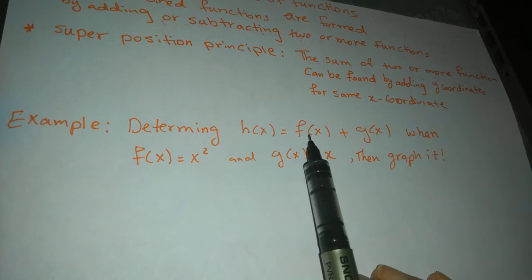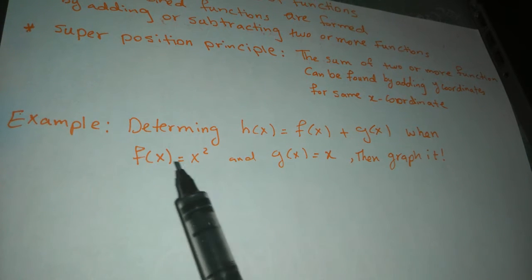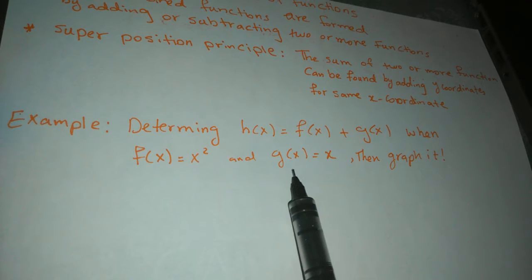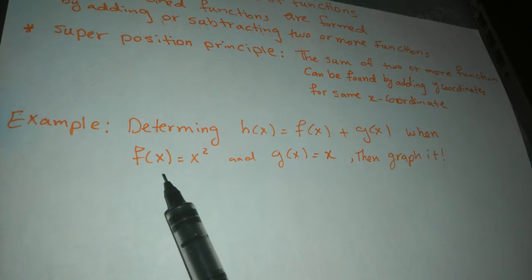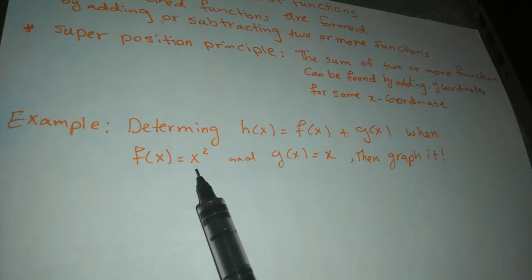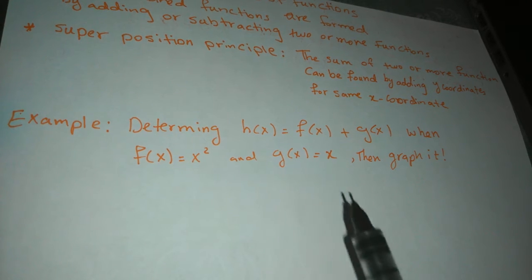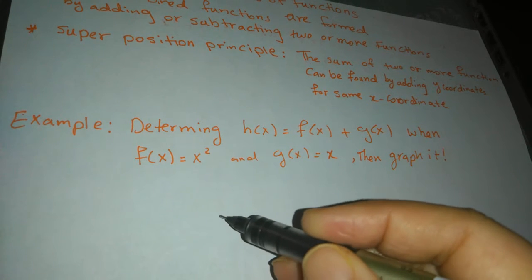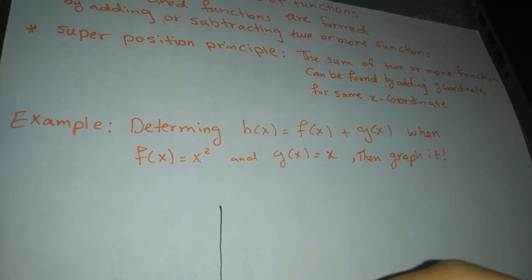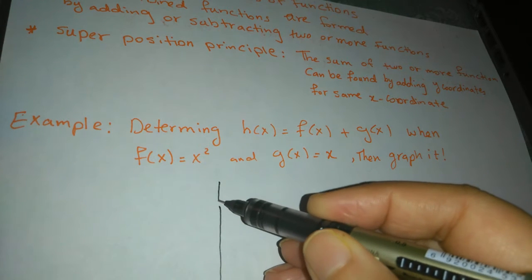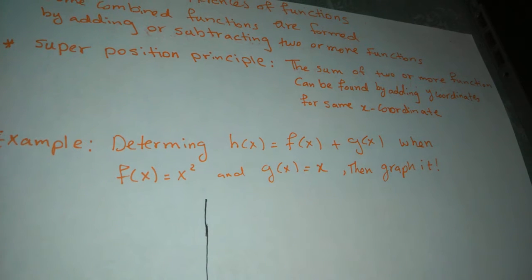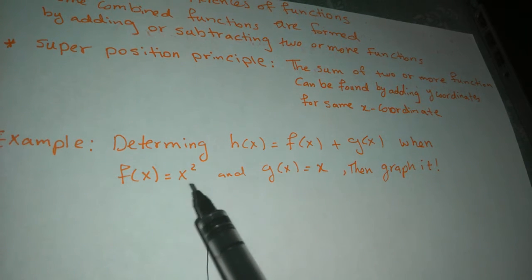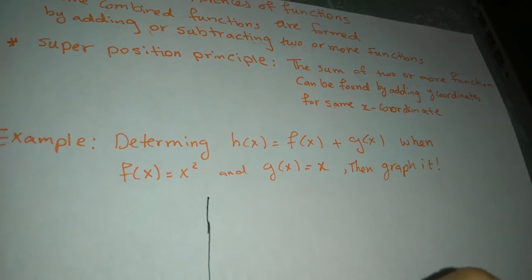Example: h(x) is going to be f(x) plus g(x). f(x) is going to be x to the power 2 and g(x) is x. I want to find h(x). So f(x) is equal to x squared and g(x) is x, right? So let's first graph these two functions. f of x is x squared, so I want to graph it.